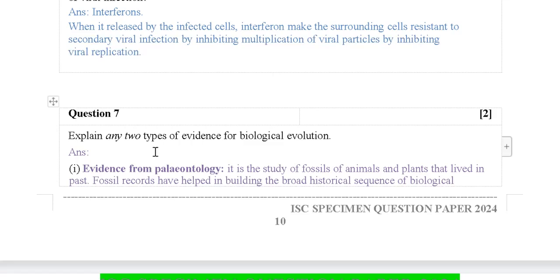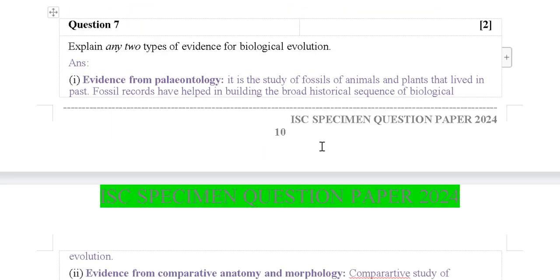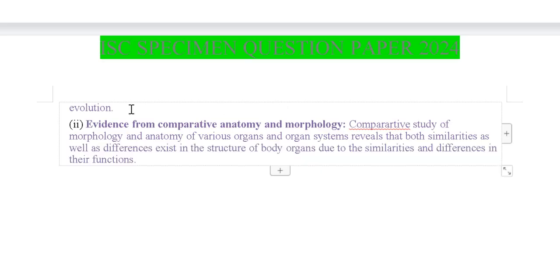Next question. Explain any two types of evidence for biological evolution. So one of the evidence is evidence from paleontology. So paleontology is the study of fossils of animals and plants that lived in the past. Fossil records have helped in building the broad historical sequence of biological evolution.